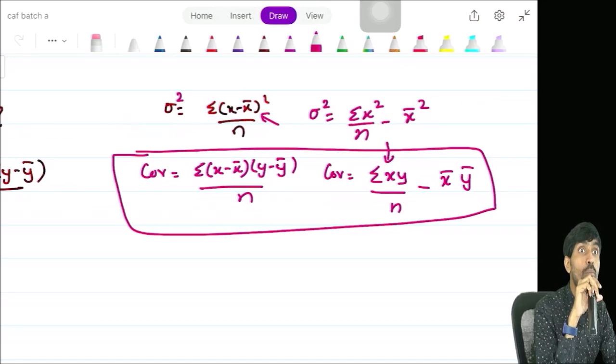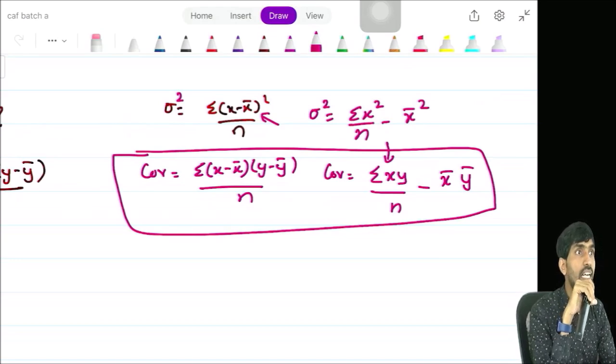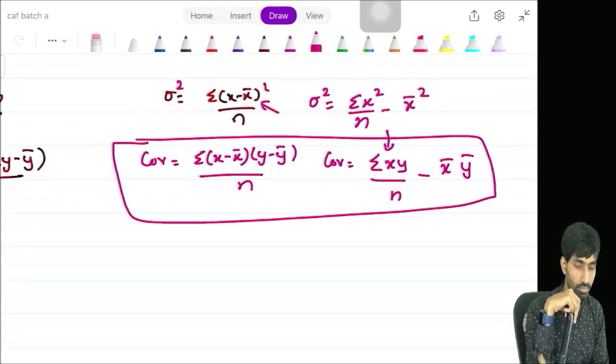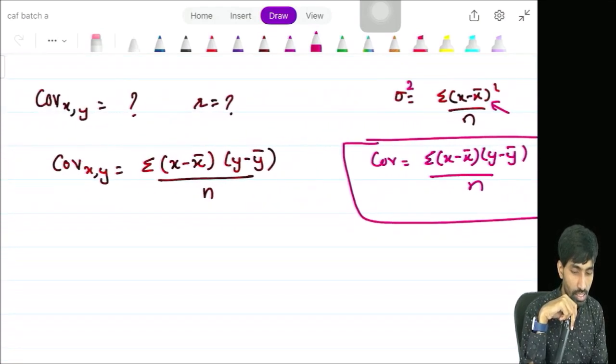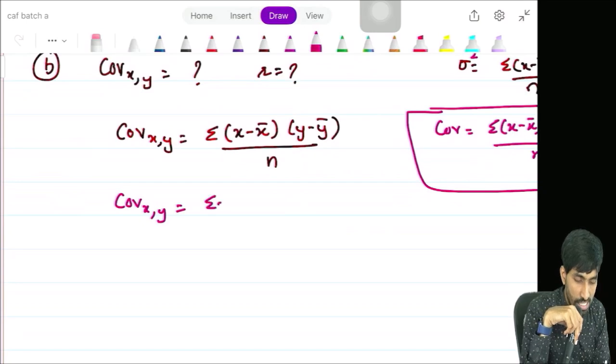Covariance means co-movement. Correlation means what? Relation between two things. Is this clear? Listen. Now, in case I want to apply the second formula, covariance between x comma y is summation xy upon n minus x bar into y bar.